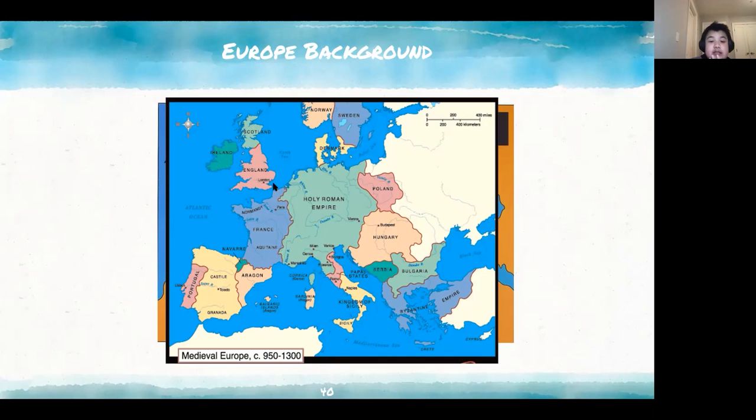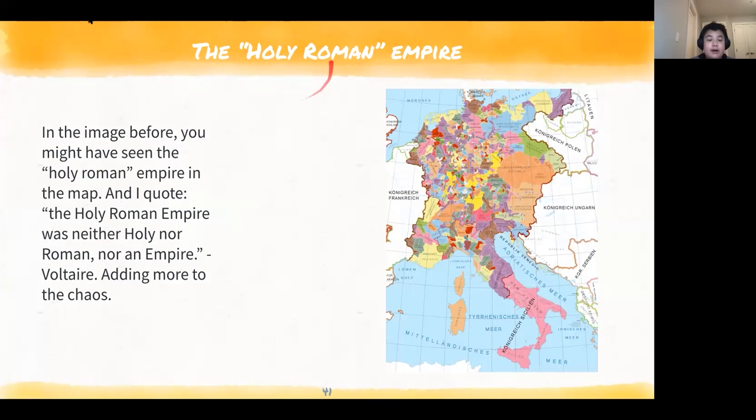Okay, so assuming there are no questions, the Holy Roman Empire, you might be able to see this really big green one in the middle. I'll be talking about this place later on. To bring some background, the Holy Roman Empire wasn't Roman, it wasn't holy, and it wasn't an empire, to quote a historian called Voltaire. It was not a country. It was not an empire. It was not Roman.